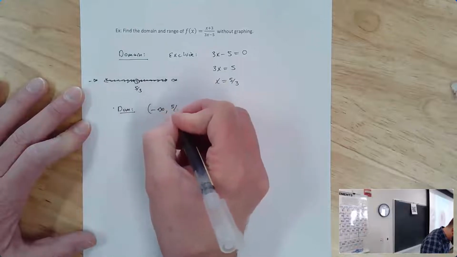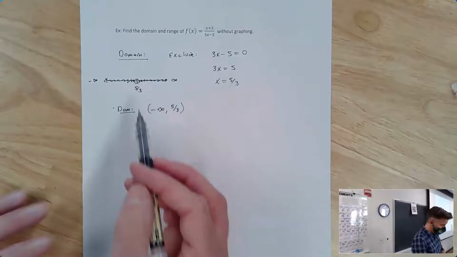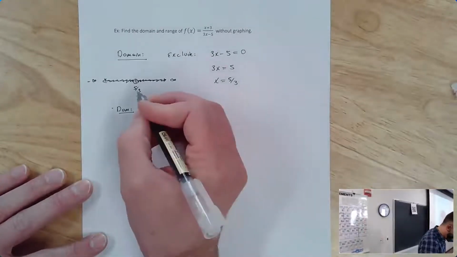I like to write the number line because it helps me remember that I need to write things from left to right. So I just look at this and I'm like, okay, the leftmost thing is negative infinity up to 5/3, union, and then from 5/3 to infinity.